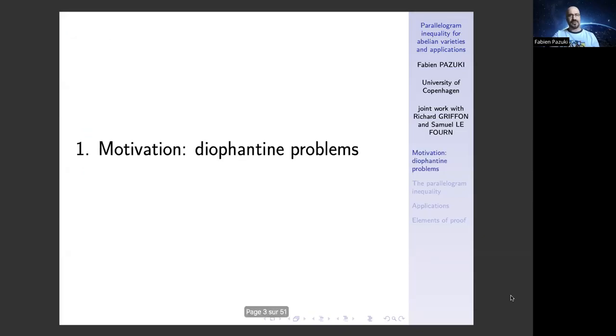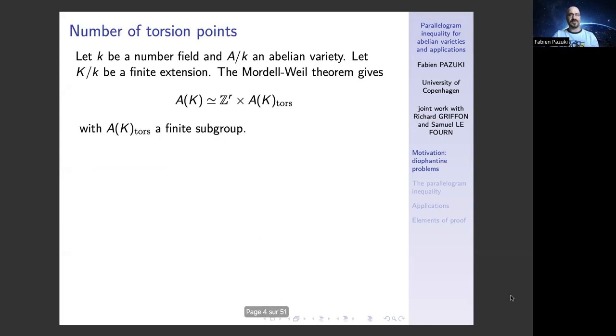So let's start. What kind of diophantine problem would you like to solve? So I selected this one. If you start with a number field and an abelian variety defined over this number field K, you take a finite extension of the number field. This will be the rational field for points. So we take a look at rational points on this abelian variety A. And then in this notation, A of K is the group of rational points of this abelian variety.